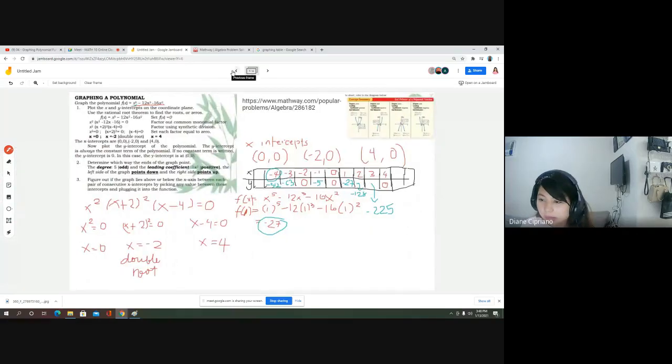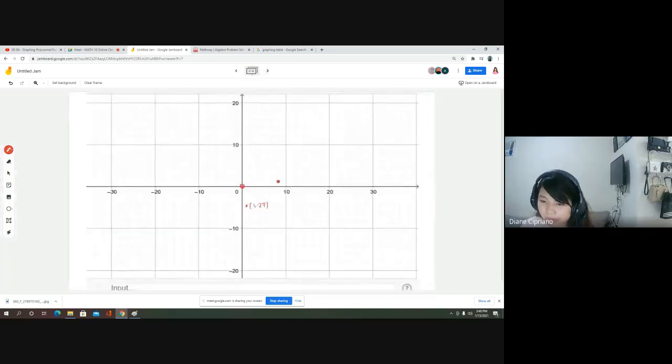Next, positive 2 and negative 128. For example, this is our 2 and this is our negative 128. Assuming lang ha, huwag nyo nang tignan to. Baka malito pa kayo sa table of values eh.